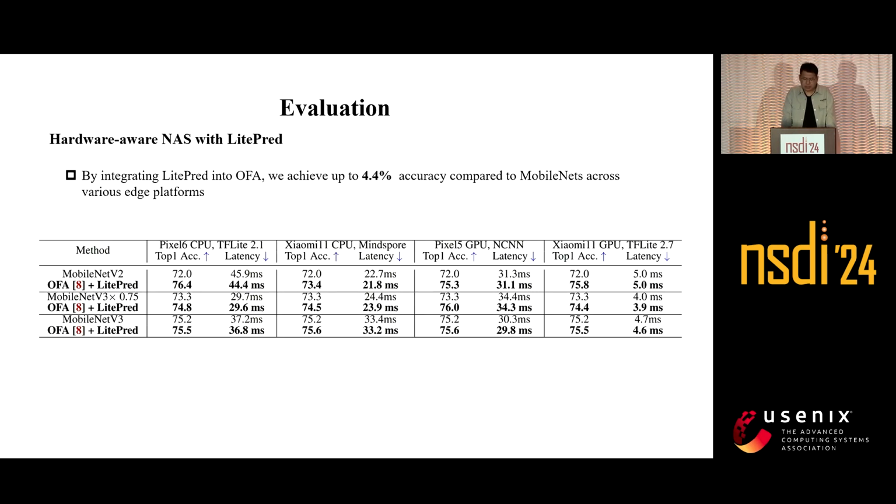By integrating LitePred into the NAS search method, we achieve up to 4.4% higher accuracy compared to MobileNets across various platforms.